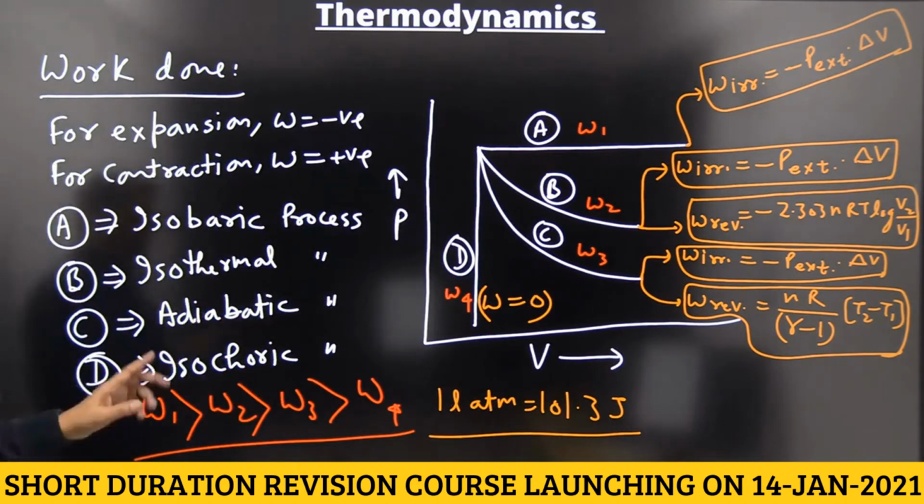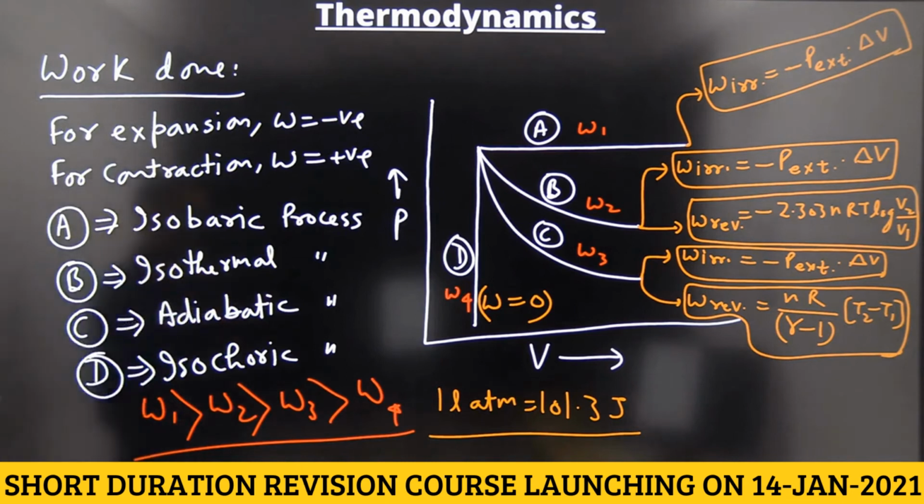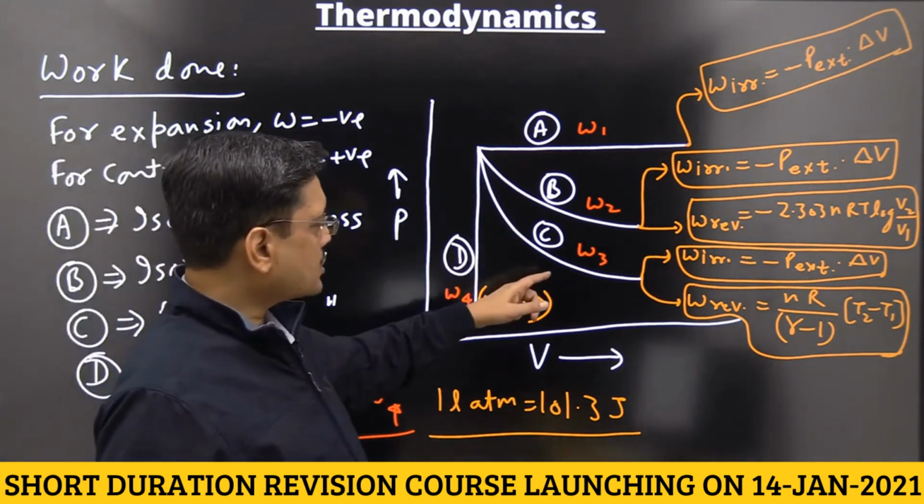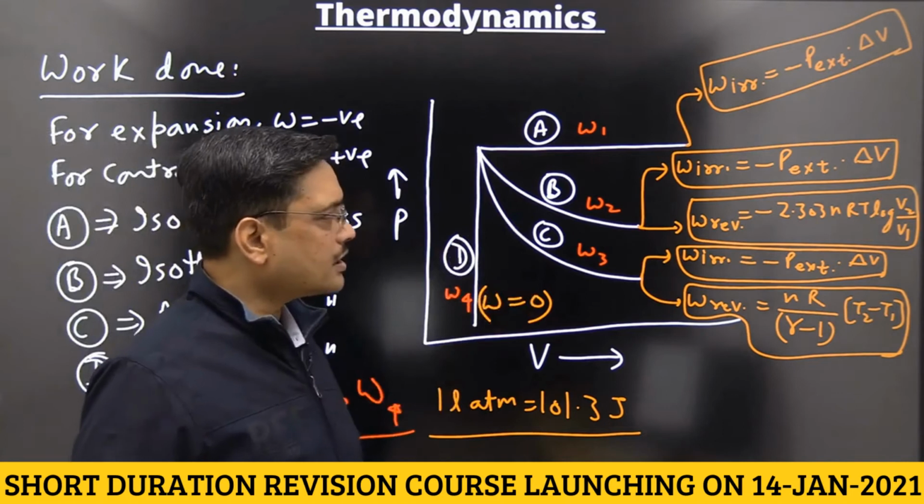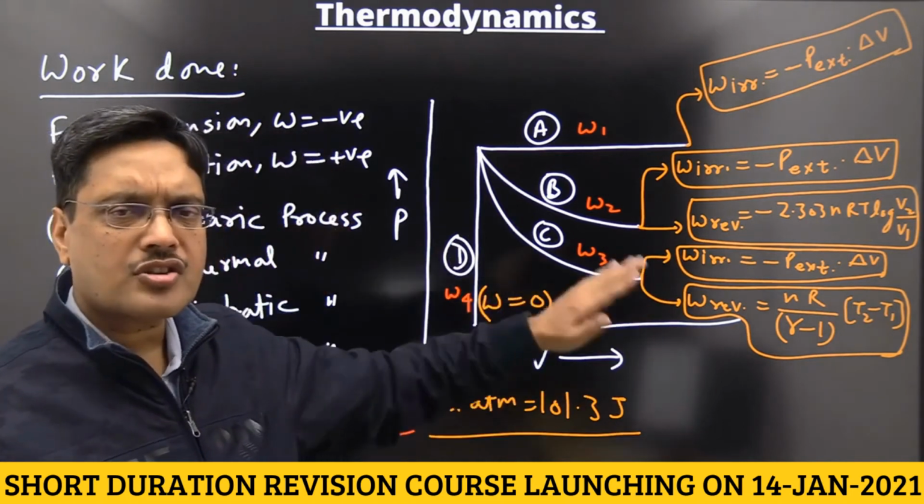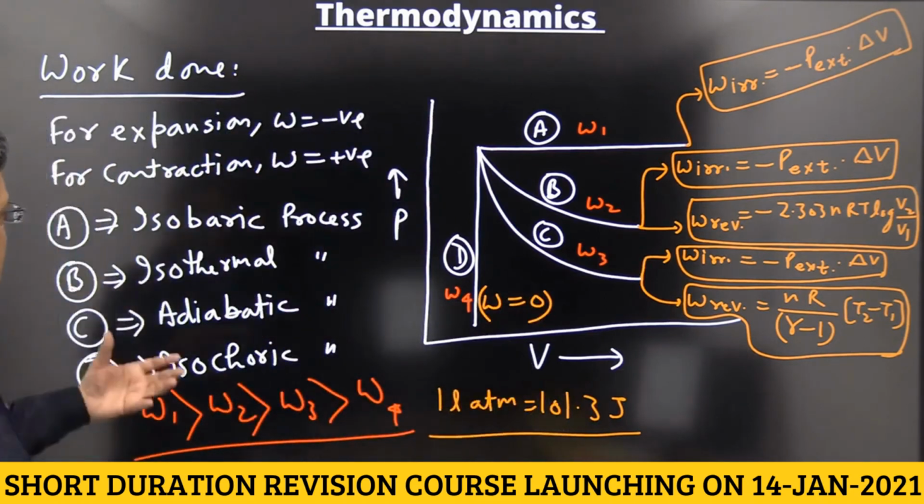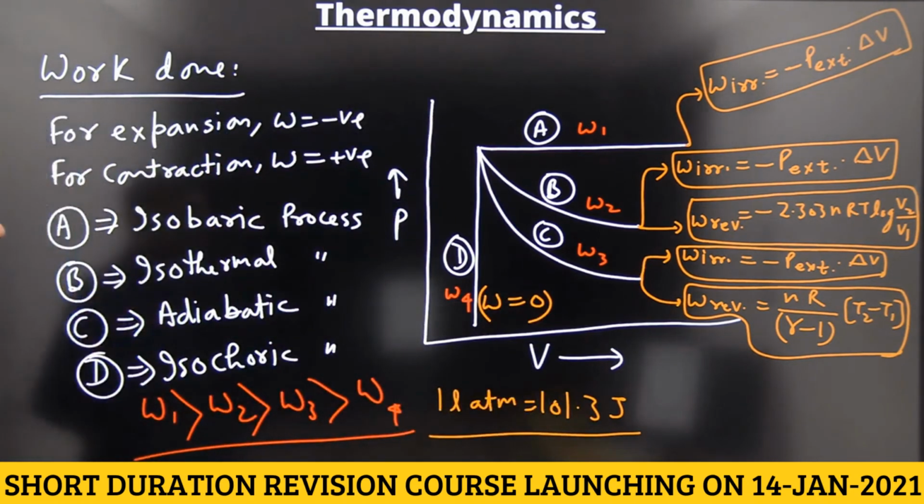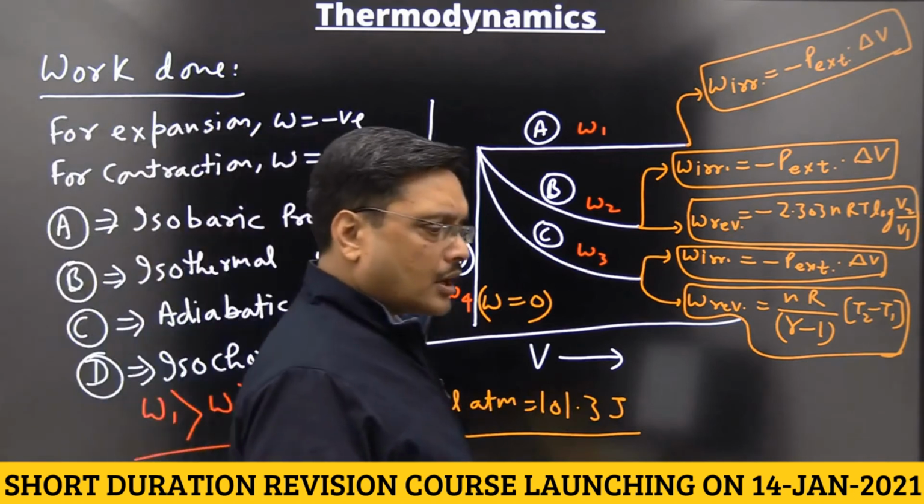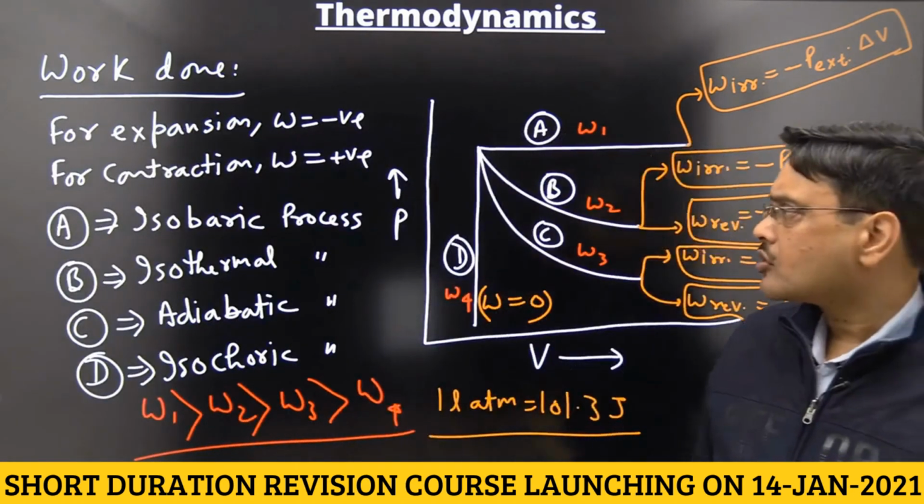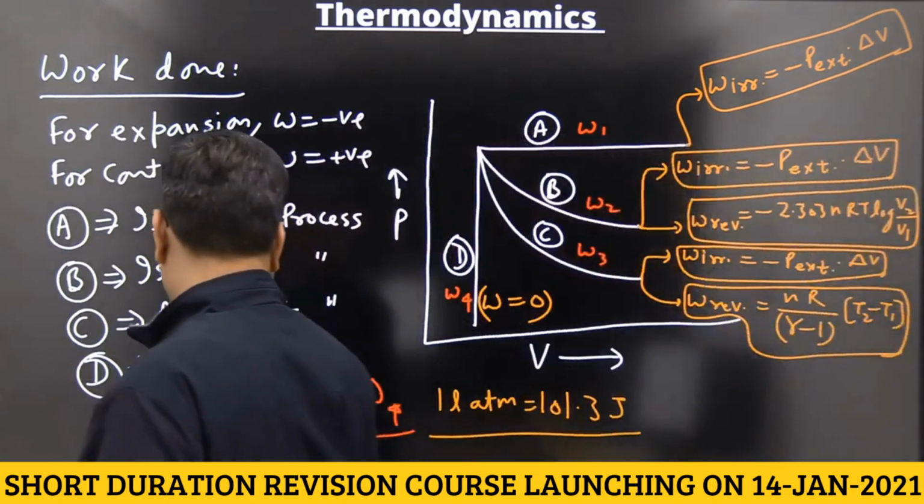In isobaric work done, maximum work is present, then isothermal, then adiabatic, and here work done is 0. All questions can be solved from these things. This is the gist of the work done. Now we see some questions based on this fact.